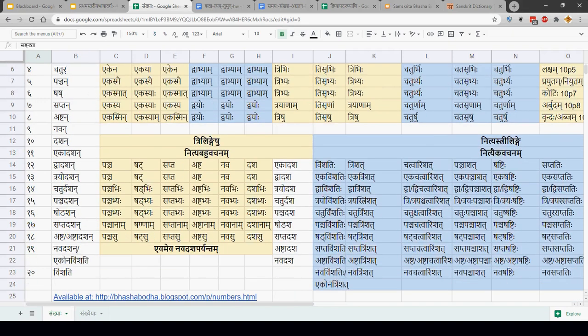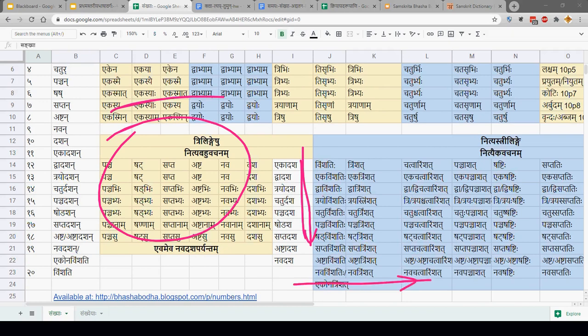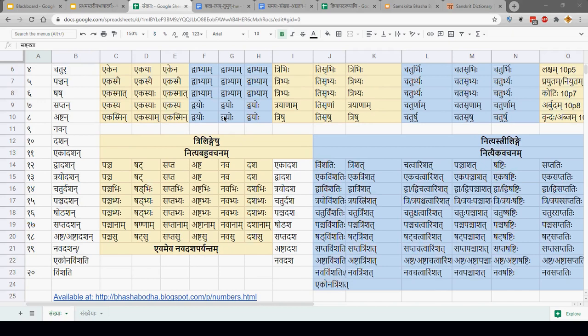Then I added one more column, 11, 12 and so on. Till here I have shown the different vibhaktis, but from here I have not, because they are all similar to the previous; this is all Prathama vibhakti from here onwards. You see Ekadasha, Dvadasha, Trayodasha, Chaturdasha. Ekadasha is 11, Dvadasha is 12, Trayodasha 13, Chaturdasha 14, Panchadasha 15, Shodasha 16, Saptadasha 17, Ashtadasha 18, Navadasha 19.